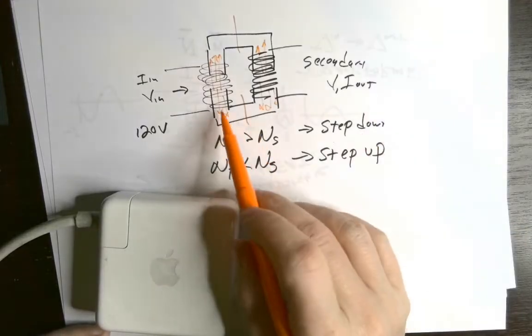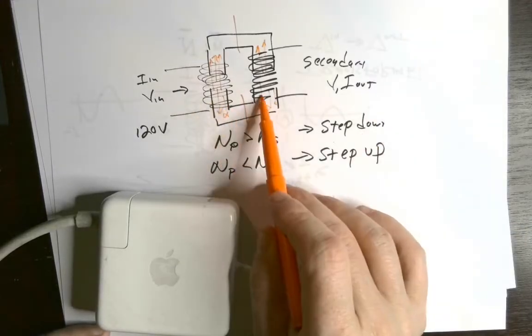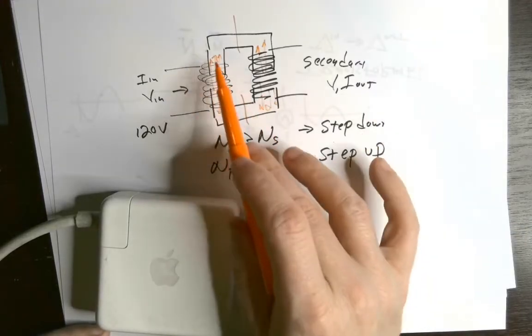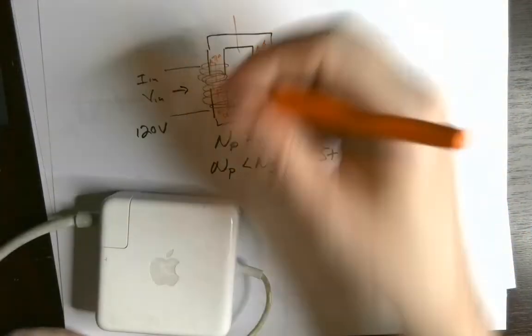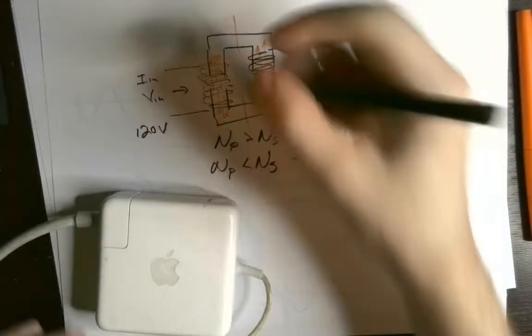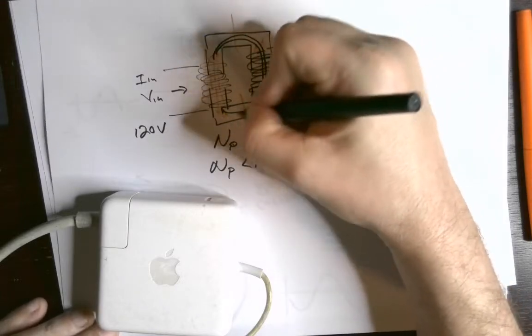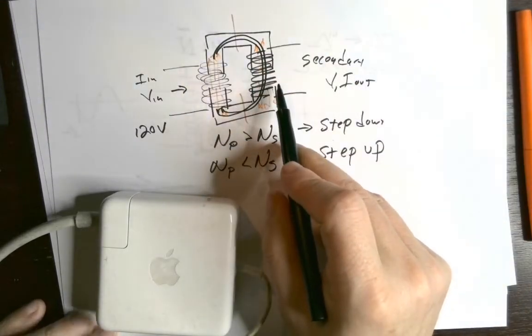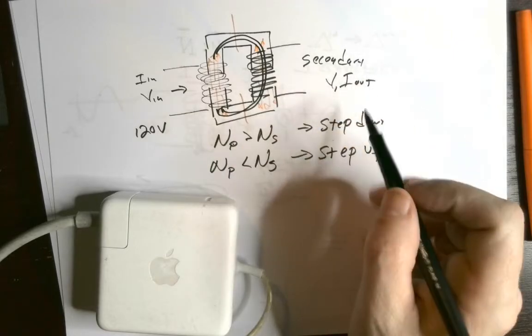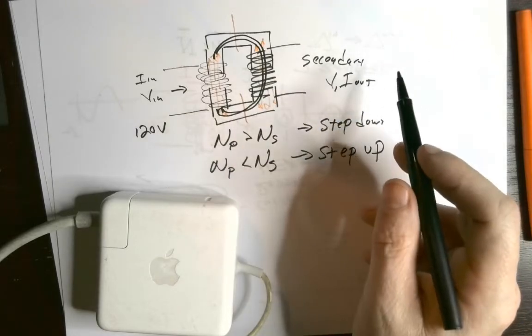No current flows from here to here. This side of the transformer creates a magnetic field. Those magnetic field lines pass through the material, first in one direction, then the other direction. That induces a current in the other coil. That creates a current on the other side of the transformer.